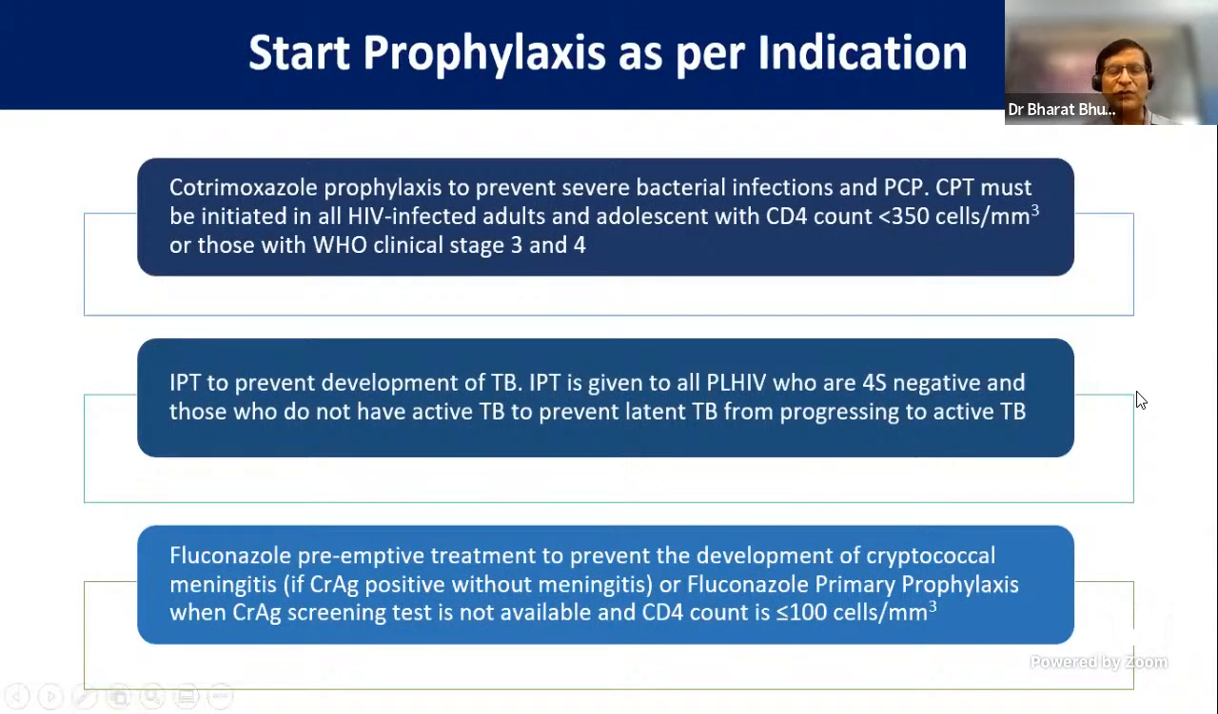Again, to repeat, fluconazole preemptive therapy is to prevent development of cryptococcal meningitis in persons who are antigen positive without meningitis. Or fluconazole therapy should be provided when the test is not available, if CD4 count is less than 100. So if a person has signs of meningitis, do a lumbar puncture, confirm meningitis, and provide treatment. No meningitis, cryptococcal antigen positive, provide fluconazole preemptive therapy. If there is no facility, which presently is the case as facilities are not available for cryptococcal antigen screening, then you provide fluconazole primary prophylaxis if CD4 count is less than 100. I hope that is clear.